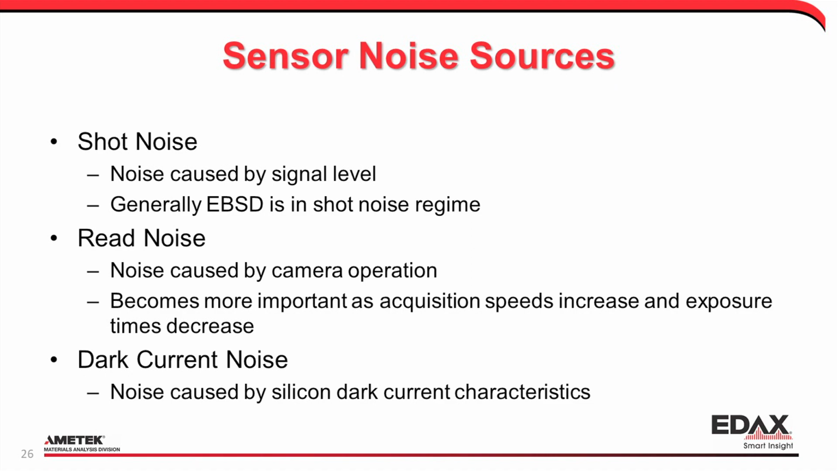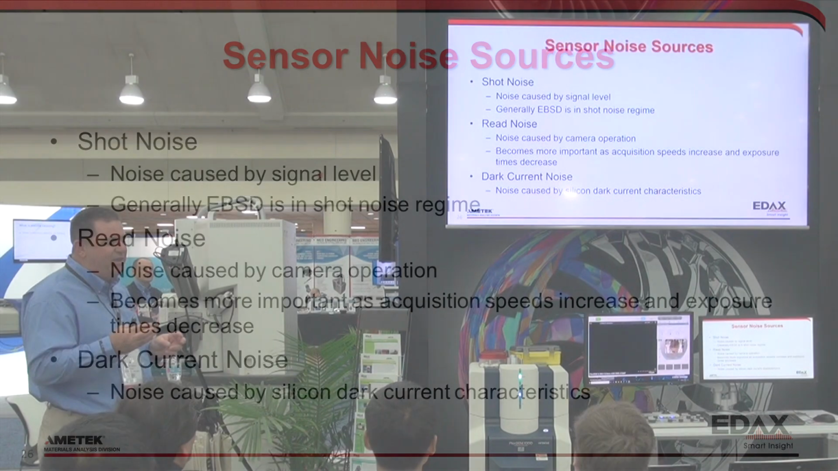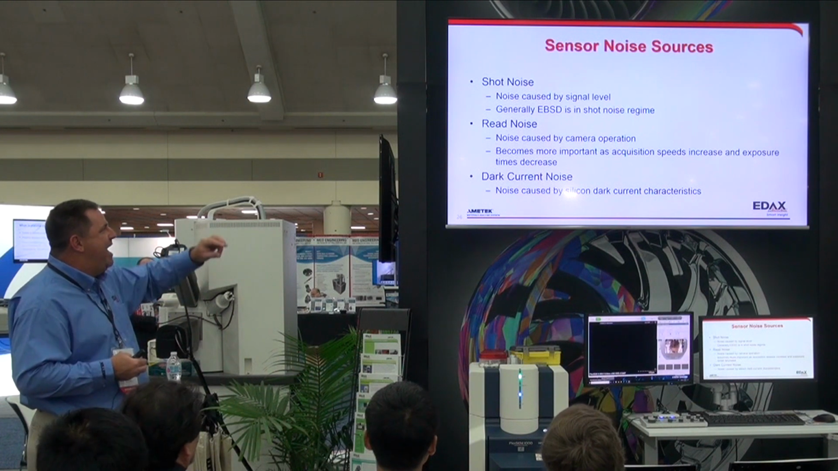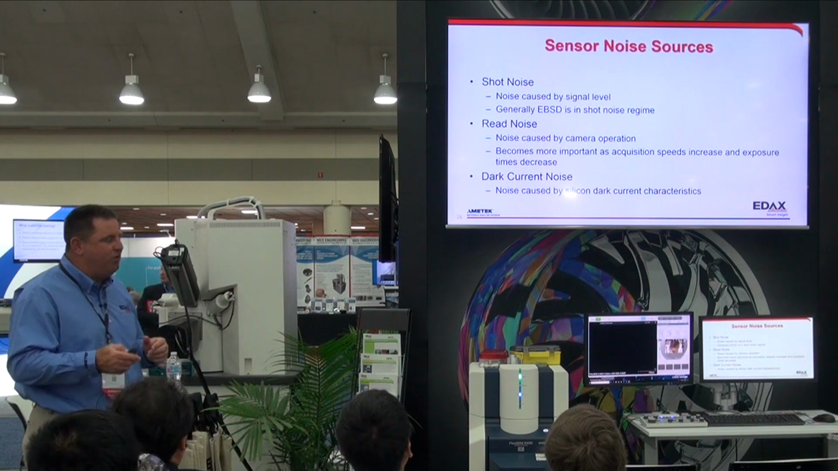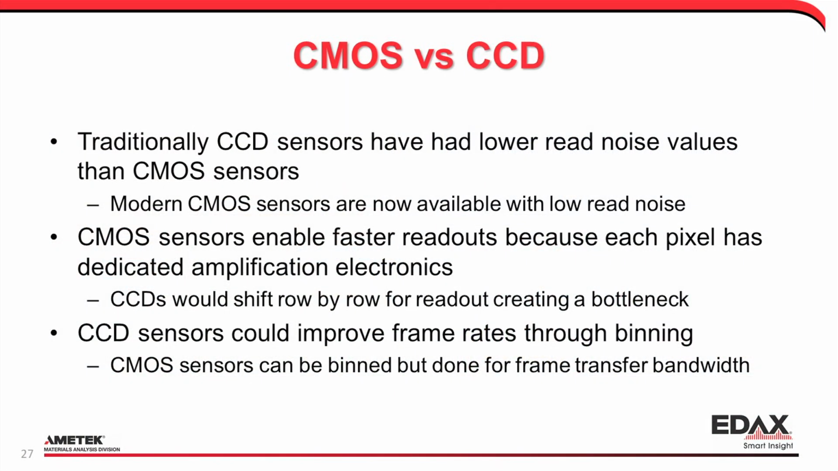And then there's the dark current noise, which is really a fundamental value from the detector itself. And that's lower than both generally from the way these are designed. But those are kind of your 3 primary noise sources. So traditionally, CCD sensors have had lower read noise values than CMOS sensors. And so it's only now that modern CMOS sensors have lower read noise and have become now a replacement for scientific instrumentation type CMOS cameras.